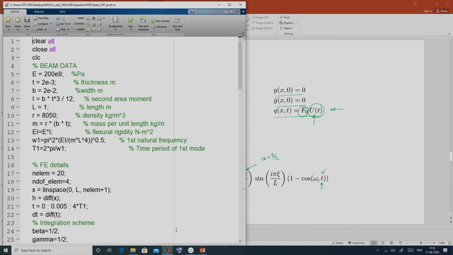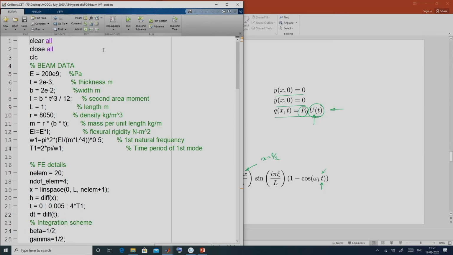Okay. So, first I will discuss the initial value problem. As I said, there is a simply supported beam which is initially subjected to a uniformly distributed load. Suddenly the load is removed and we are interested in the subsequent motion. So, this is basically an initial value problem.